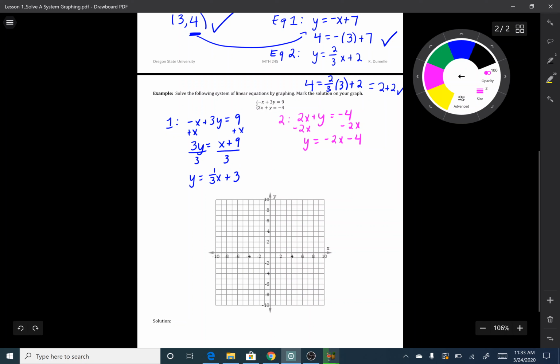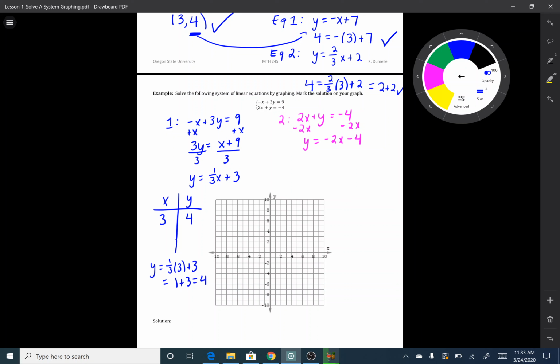So I'm going to do equation 1 through plotting points. So let's look at some x and some y values for equation 1. Let's say I plug in x is equal to 3. Well, if I plug 3 into here, this would give me y equals 1/3 times 3 plus 3, which is equal to 1 plus 3, or 4. So this y value will be 4.